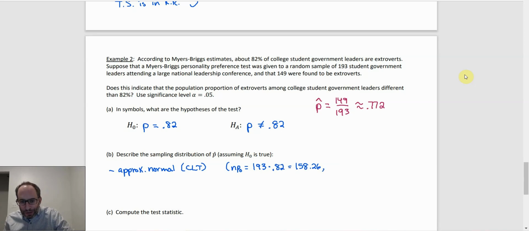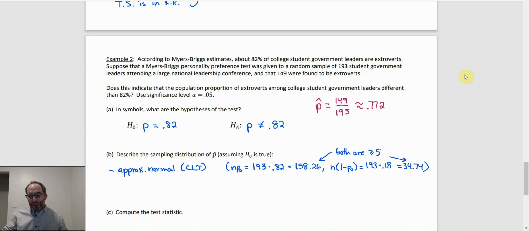The other one's actually going to be smaller, because if p0 is 0.82, 1 minus p0 is 0.18. So n times 1 minus p0 here is really the one that we have to watch out for, I guess. But we're going to have 193 times 0.18, which is about 34.74. But we're good, right? Because both numbers are greater than or equal to 5. And that's the thing that we're looking for, right? That's when we have a big enough n to where we can say, well, now we can apply the central limit theorem, and we can say that the sampling distribution is approximately normal.